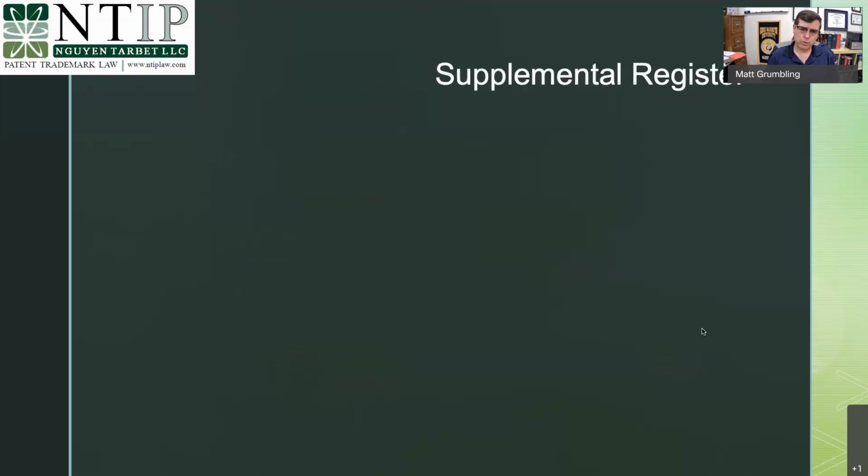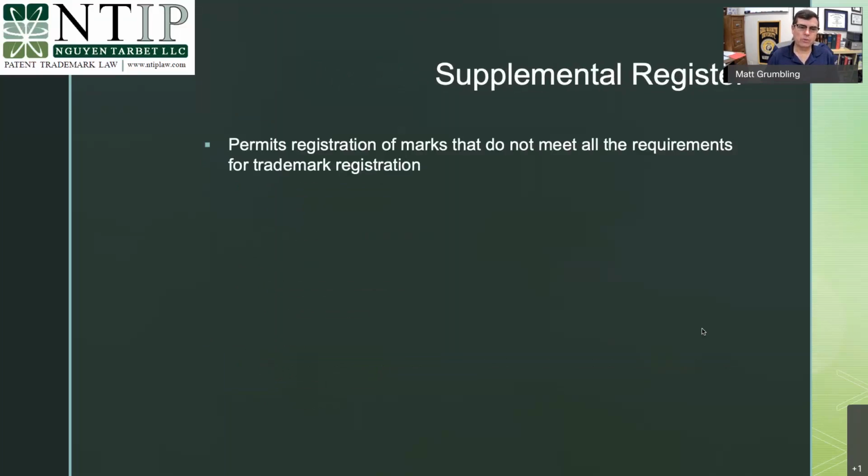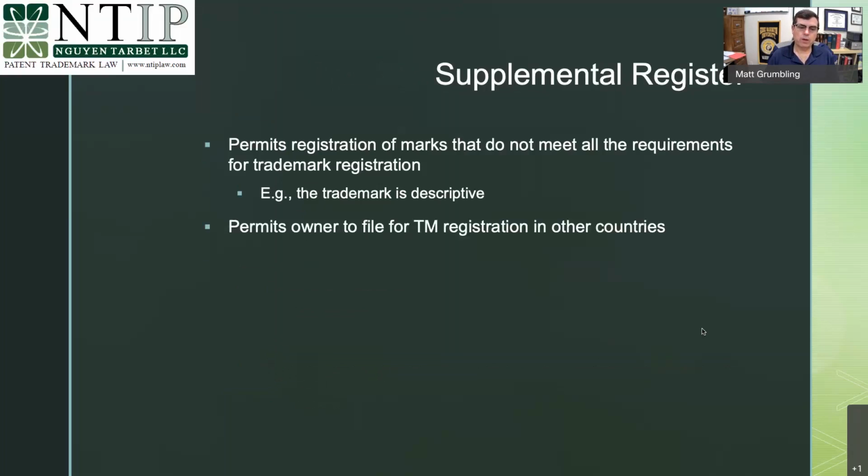And then the supplemental register. This is where your trademark goes if you can't establish that it was fanciful, arbitrary, or suggestive. This allows you to register marks that don't meet all the requirements for trademark registration. It gives you a few other things. Like if the trademark is descriptive, it might end up there. It permits the owner to file for trademark registration in other countries. So it basically gives you priority. You have 6 months that you can go and file registrations in other countries.